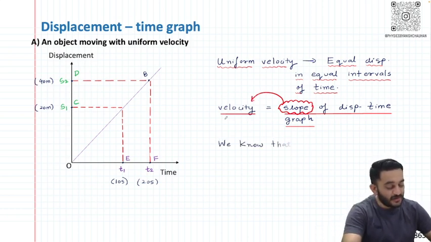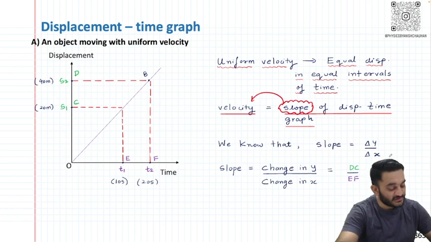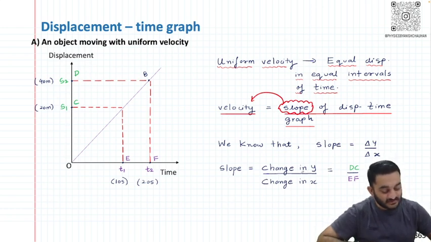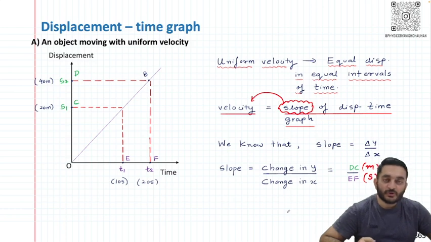Now here, how do we actually calculate the slope? Slope is change on y-axis over change on x-axis. So if I simply notice the value which I have on y-axis, in this case S1 to S2 is DC, and if you look at the unit, the DC is something which has been given in terms of displacement, that means it is going to be in meter. And on the other side, the change in x-axis, 10 second to 20 second, that is EF, which is going to be written as second.